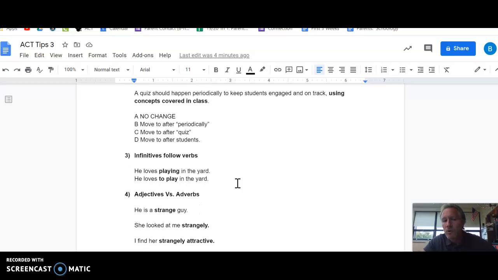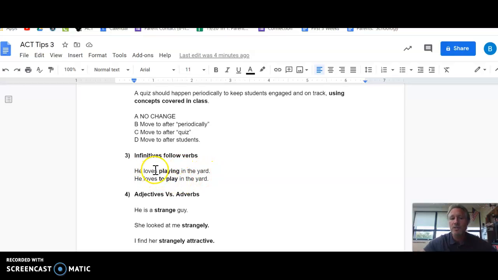This next rule here is not a great rule. It's just a rule that ACT will catch you on if you don't know it. When you're talking in real life, who cares? But on the ACT, this matters. Infinitives, and an infinitive, in case you've forgotten, and I bet you have, is just the word to, T-O, followed by a verb. And so when it follows another verb, like in the sentence down here, the verb is loves, whatever follows that verb should be an infinitive.